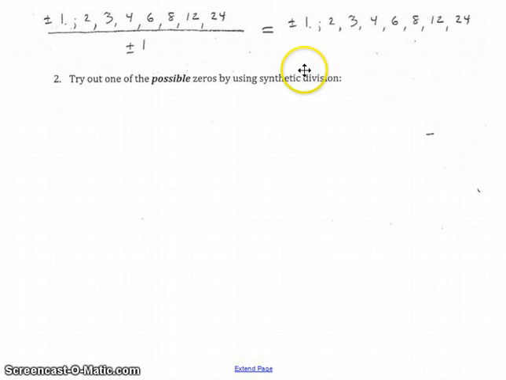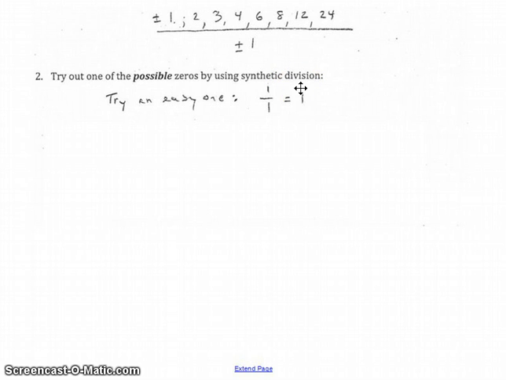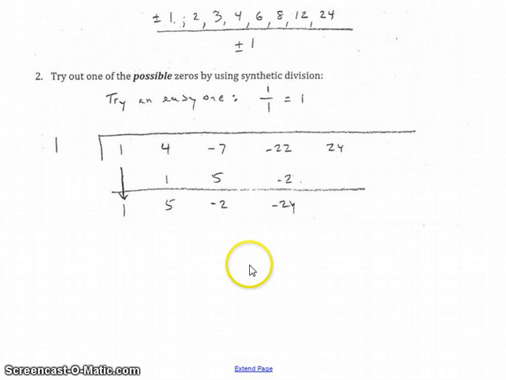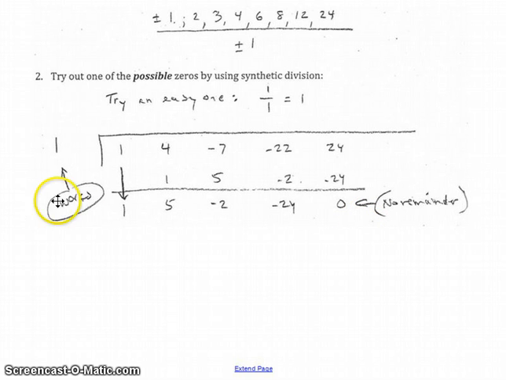And you test each of those out using synthetic division. My recommendation is that you start with the easiest. 1 is always going to be a possible zero of any polynomial because it is a factor of any number. Okay, so I run 1 through using synthetic division. Bring down the 1, and you'll find as you run 1 through that it leaves you with a remainder of 0, which means that it did work, and 1 is one of the actual zeros, one of the actual x-intercepts or roots of the polynomial.